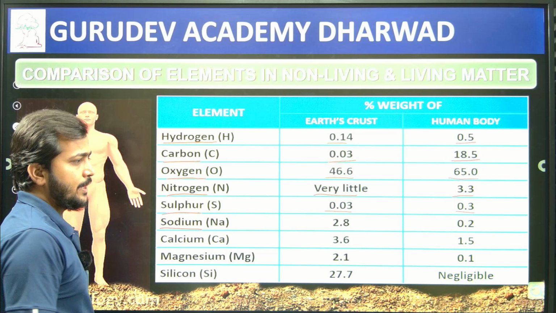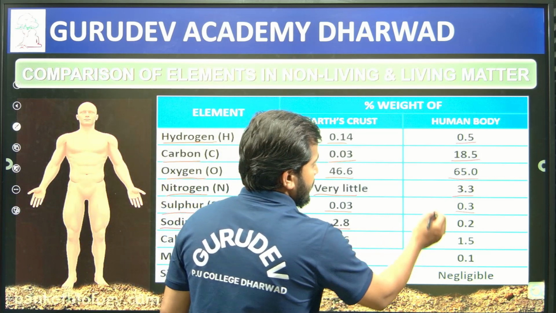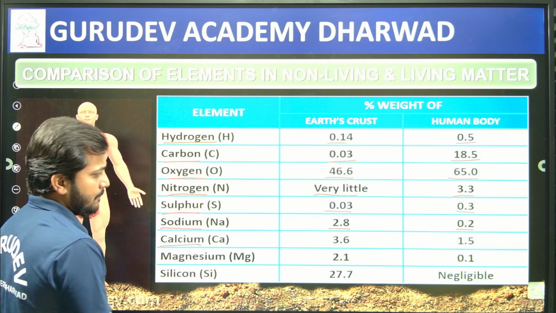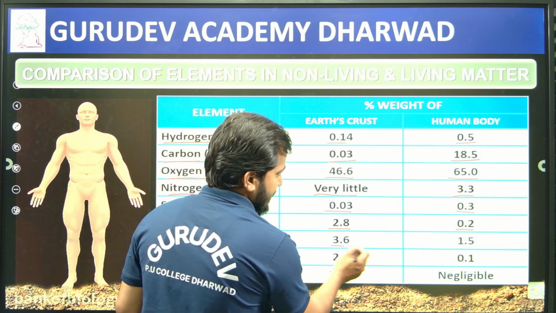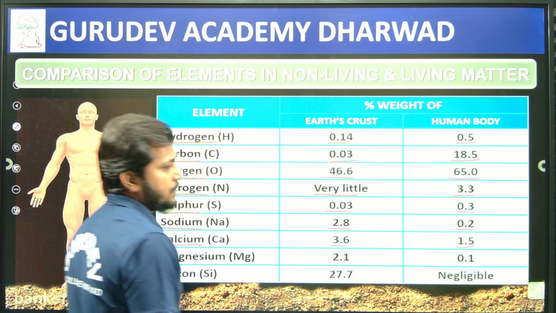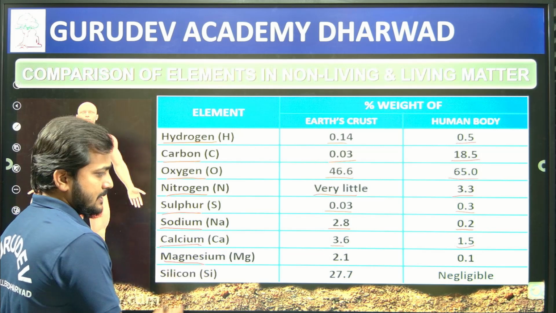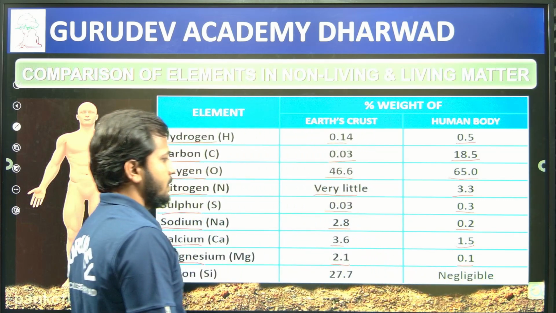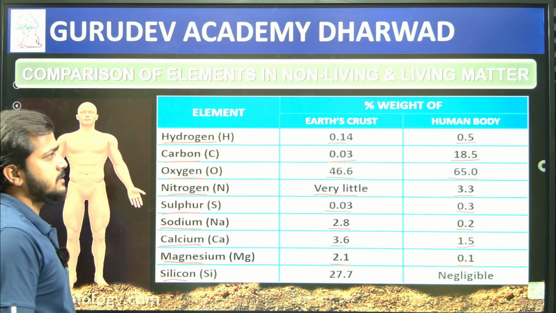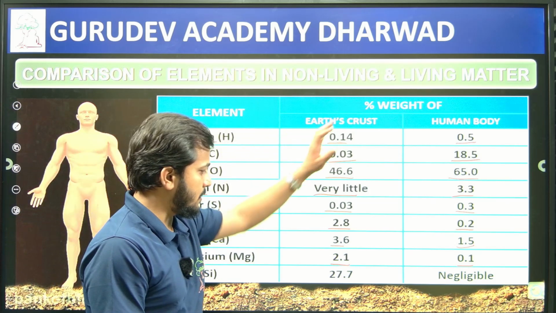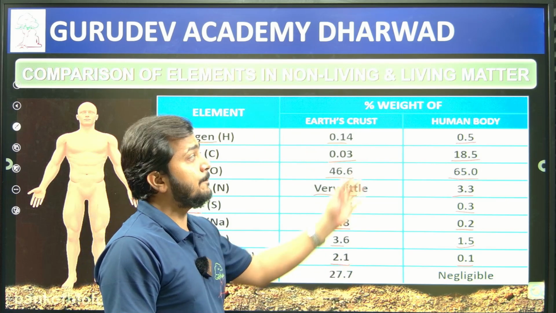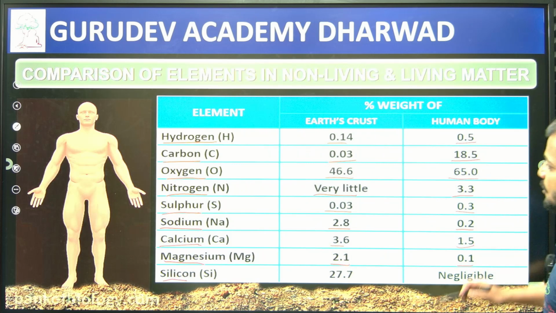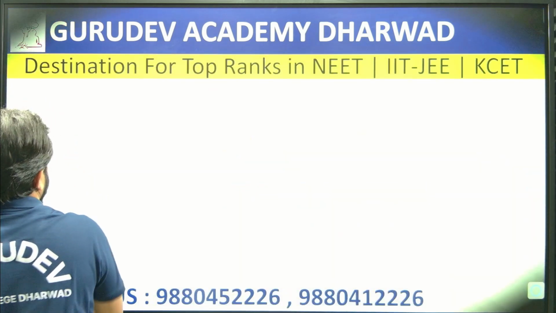Then you will find sodium at around 2.8, and in the human body around 0.2 percent, right? Then calcium is around 3.6, and in the human body around 1.5, right? Magnesium, if I consider, is around 2.1, and in the human body 0.1, right? So silicon is the most abundantly found in the earth's crust, 27.7, and it is negligible in the human body, right? So those are the components you are going to find.